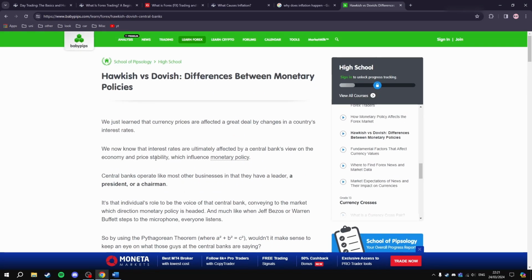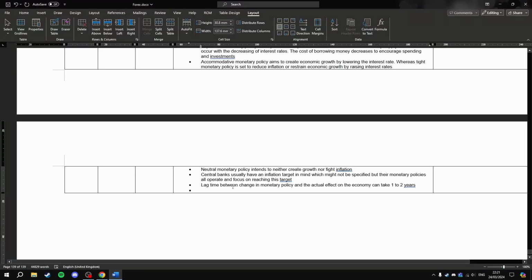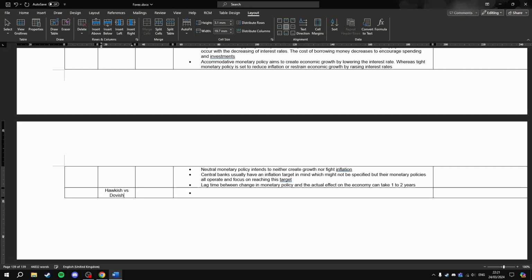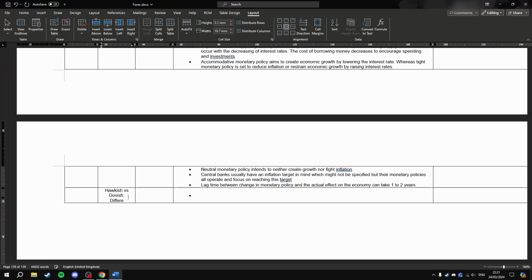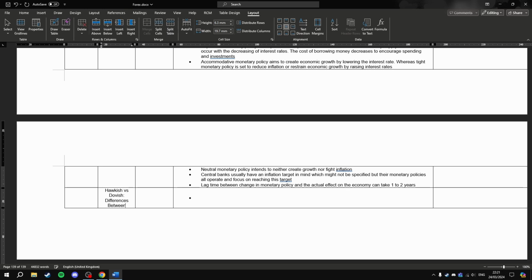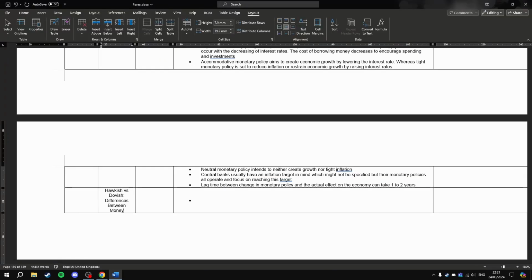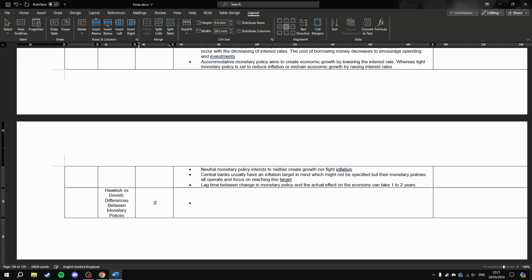Hawkish and dovish, differences between monetary policies. Whoa.